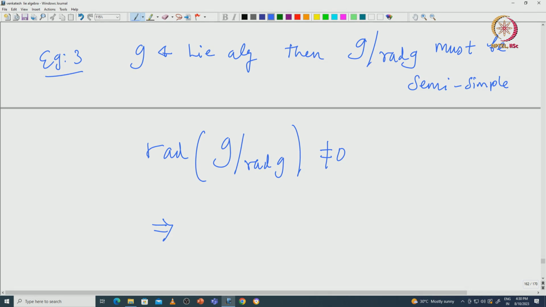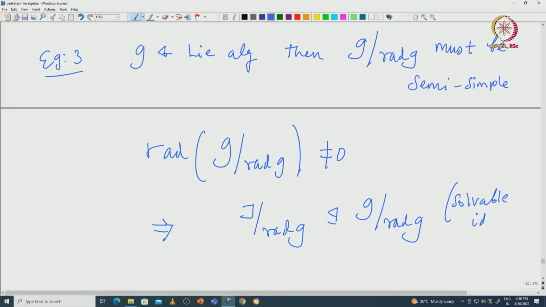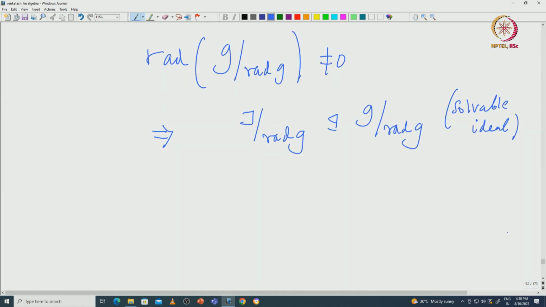Let us call that J modulo rad G. So, this is the solvable ideal, and this will be non-zero. Here I have already used the correspondence between the ideals. Any ideal of G modulo radical G will look like J modulo radical G for some J which is an ideal inside G.